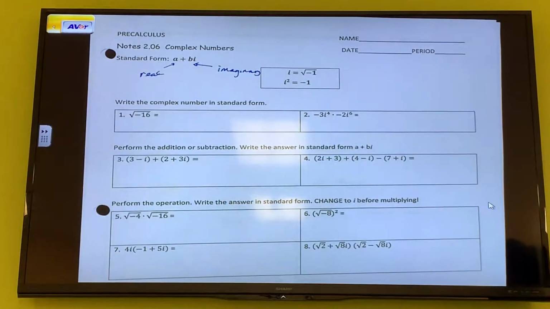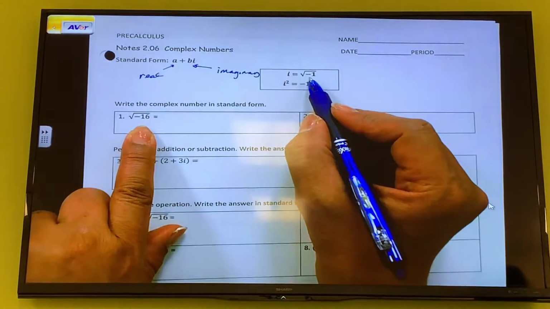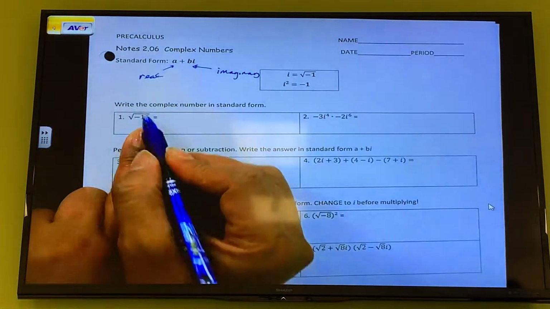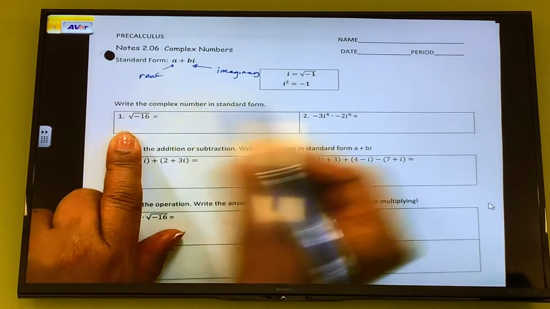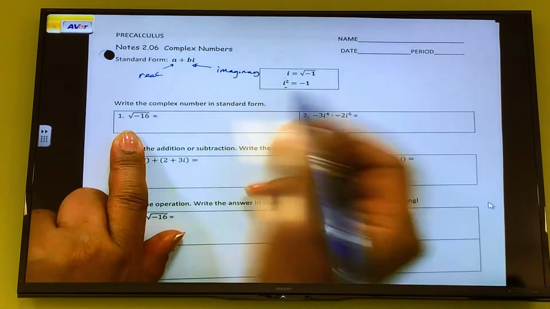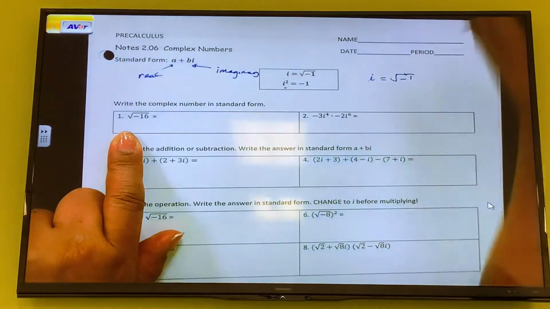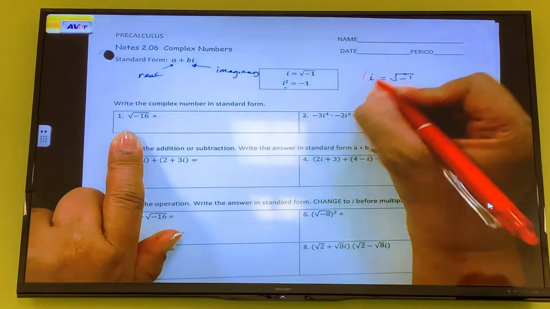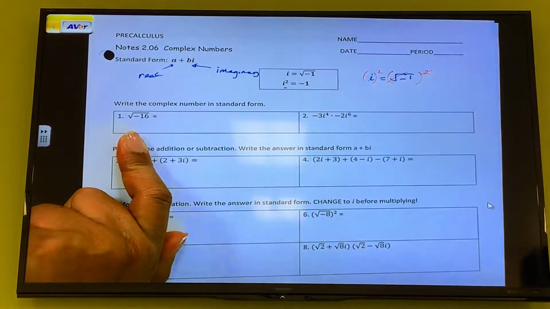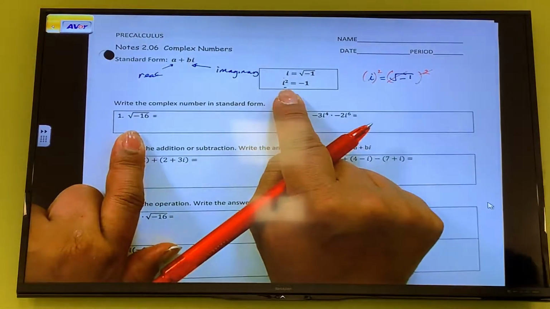And remember, what will make us able to do the square root of negative 16 is when we change the negative sign into an i. So every time you see a negative sign under the square root sign, you're going to replace it by the i. And every time you see an i squared, it will be equal to negative 1. Because if you have i equal to the square root of negative 1, to remove the square root we square both sides. Once you remove the square root sign, you have i squared equal to negative 1. That's why whenever we see i squared, we put it as negative 1.